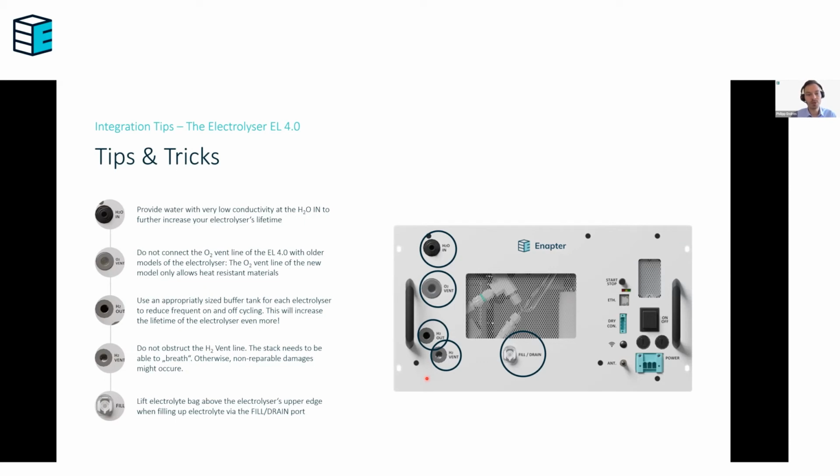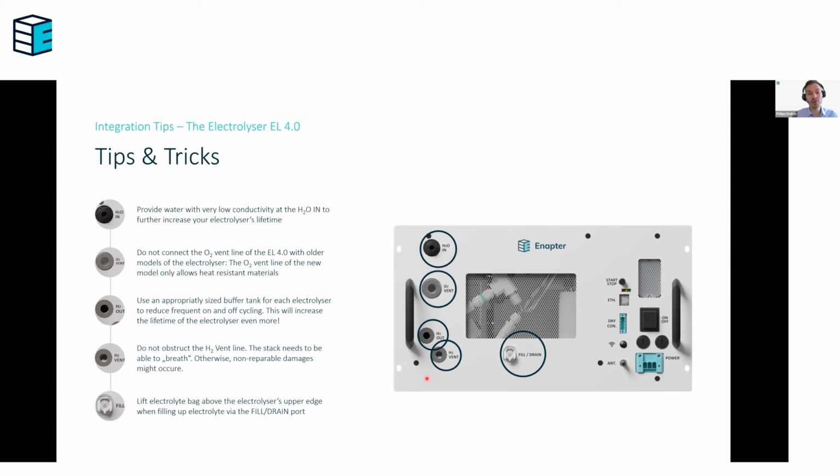Then let's also talk about the H2 vent. Do not obstruct it. Always keep it at atmospheric pressure. We always say it needs to breathe. On the one hand, it needs to be able to push out the hydrogen with the water vapor, but on the other hand, it also needs to be able to suck in a little bit of air, so that when you switch off the device, it is able to go back to atmospheric pressure, because we don't want the system to remain under pressure when it is switched off.